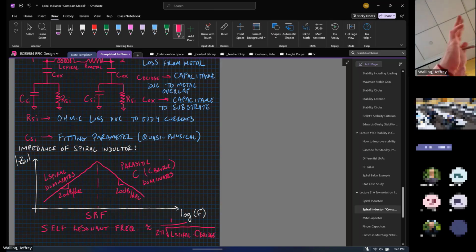So mostly at higher frequencies above SRF, we just want to know what the impedance looks like because it might have some impact on the performance of the circuit. Like it might end up enhancing or suppressing a harmonic, for instance, depending upon the behavior. So we have to be aware of it. That's mostly what we're going to do.